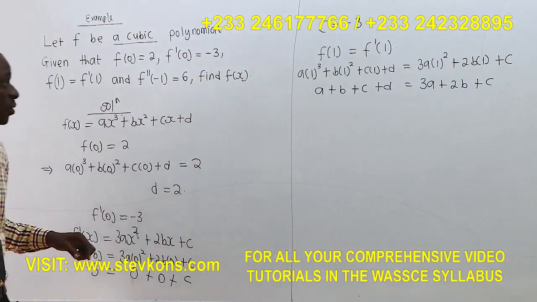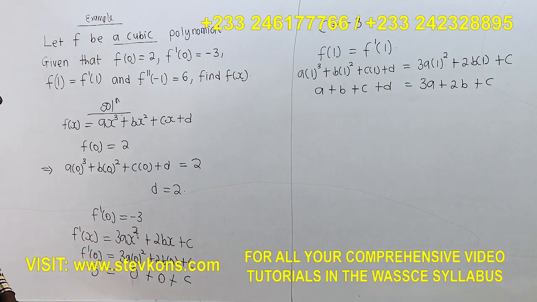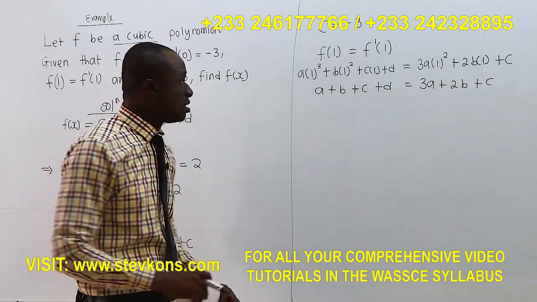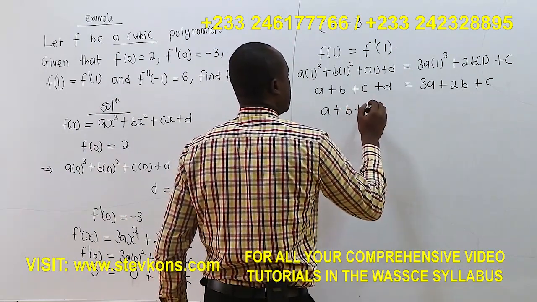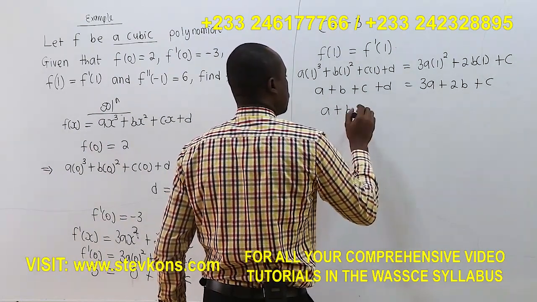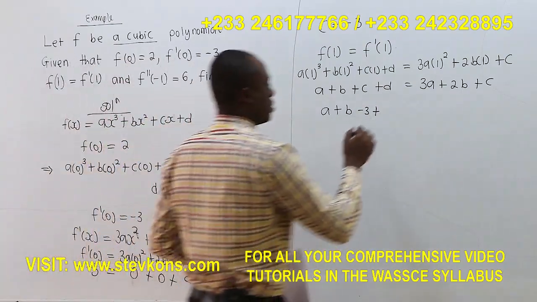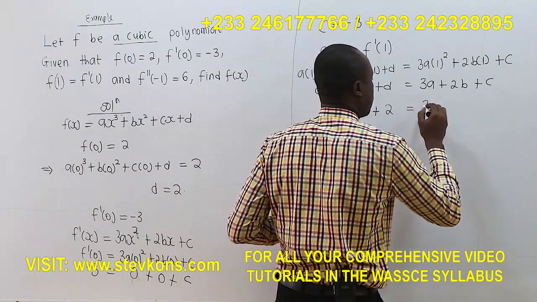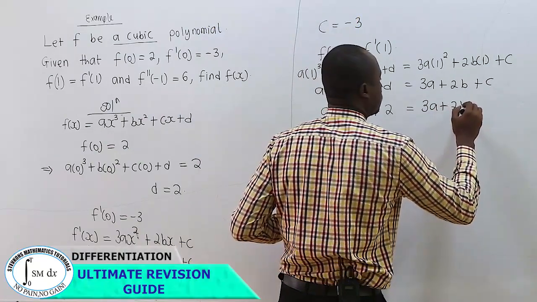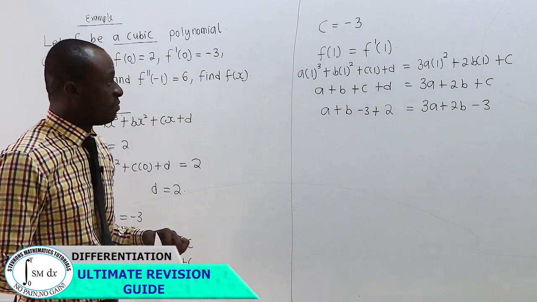Okay, now we know that our d is 2 and our c is negative 3. So let's see, a plus b, our c is negative 3. So we need to change this one, and then what is our d? Our d is 2. And this is equal to 3a plus 2b, our c is negative 3.